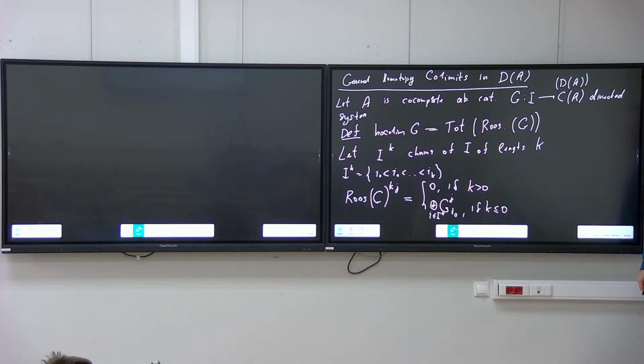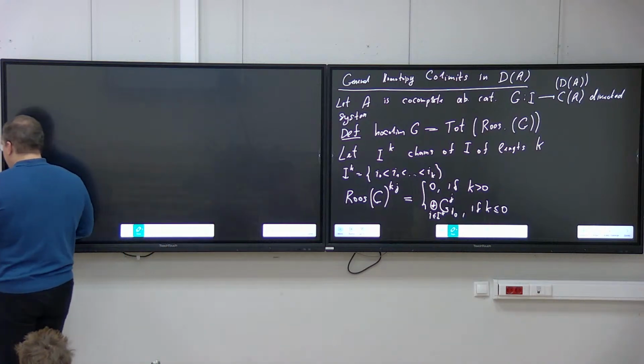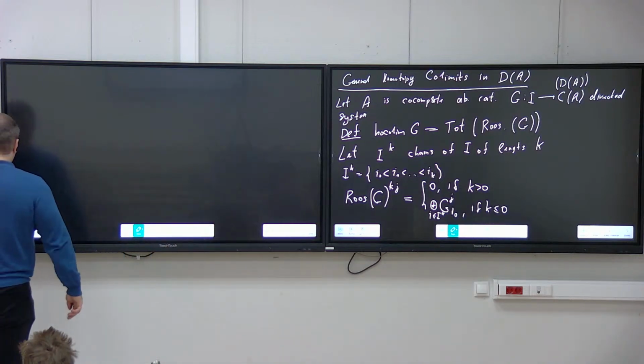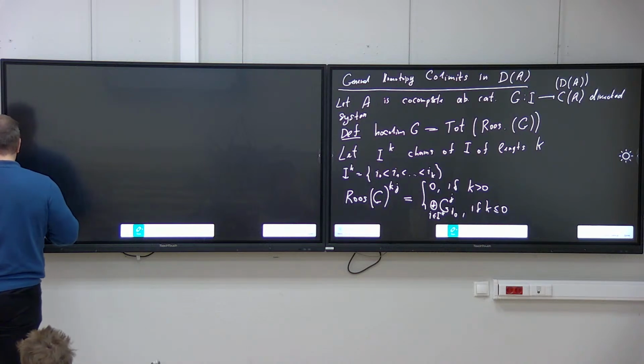But at the moment, since we didn't discuss any resolutions in general, you can think about this just as a situation in the CA. That's enough, because essentially I just want to describe this complex. Okay, so that's a definition of the terms of the Roos complex, and I also need to define differentials.